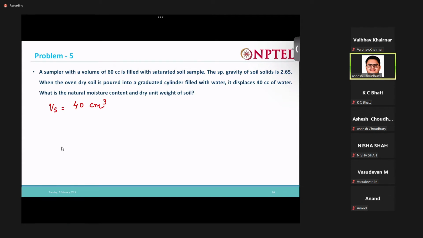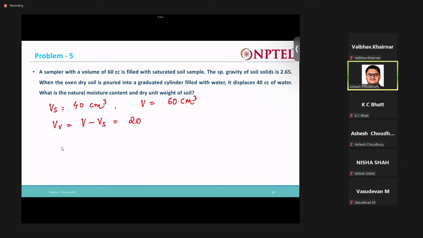Also it's given to us that the volume of the sampler is 60 cc, 60 centimeter cube. So from here we can easily find out our volume of voids. It's nothing but the total volume minus the volume of solids, which is 20 centimeter cube. Now we have some information, so using this information we can easily find out the void ratio. What is the void ratio? Volume of voids by volume of solids, which is 20 by 40, nothing but 0.5. We got the void ratio.